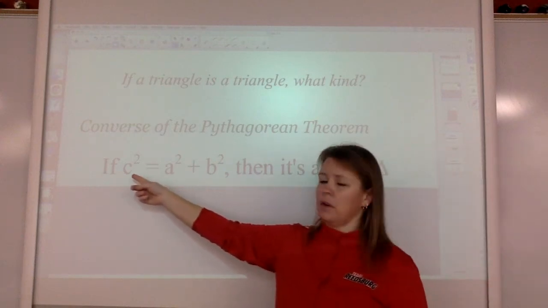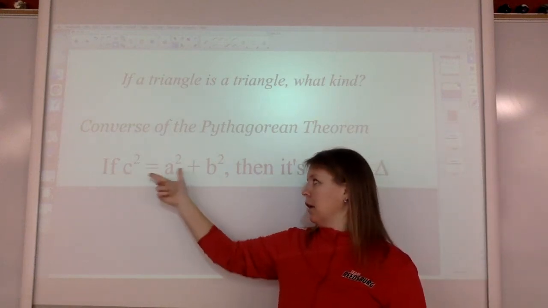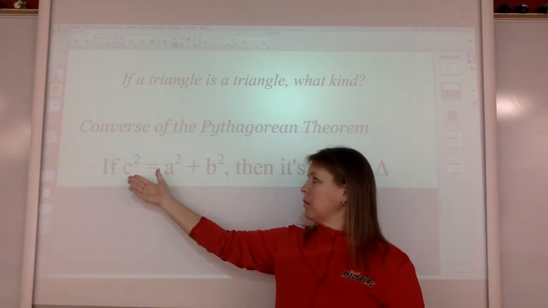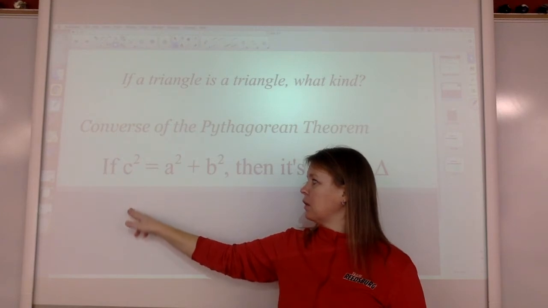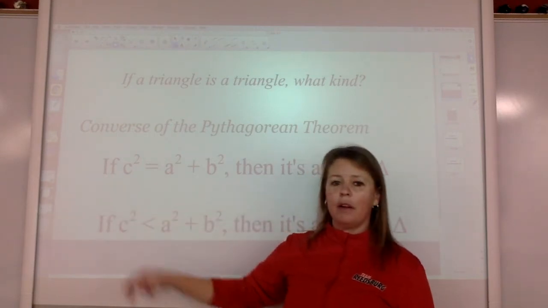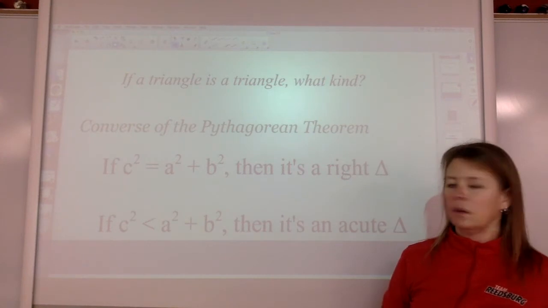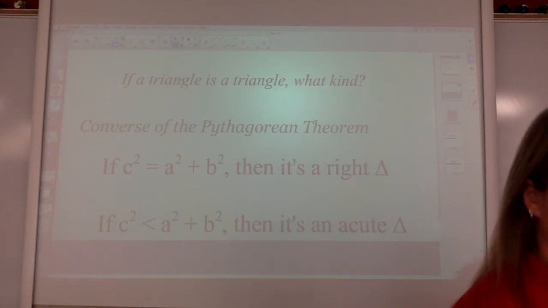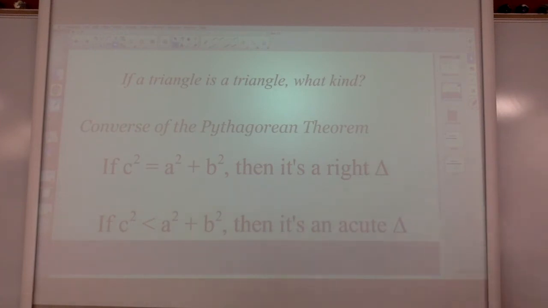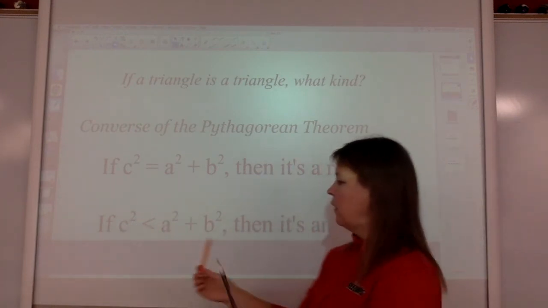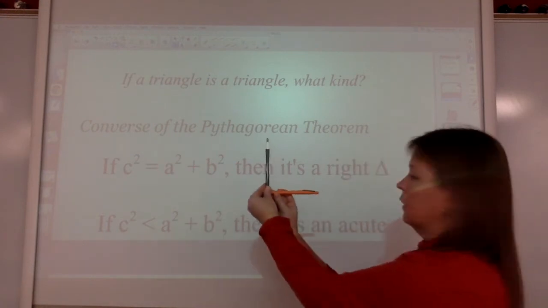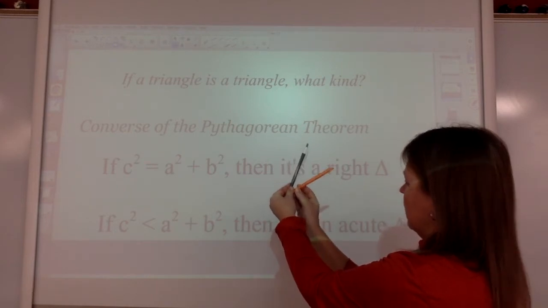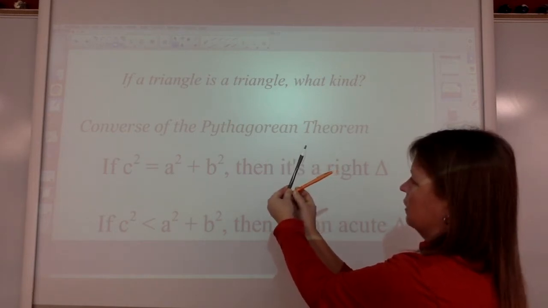Notice I put the hypotenuse first. Normally you would say a squared plus b squared equals c squared, but there's a reason for that, because it makes more sense that if your c squared is equal, it's a right triangle. However, if your c squared is smaller or less than a squared plus b squared, then it's an acute triangle. So think about this: why did I put c squared first? Because it makes sense. If you have a right triangle and your c squared gets smaller, then it's an acute triangle. It'll make it acute.